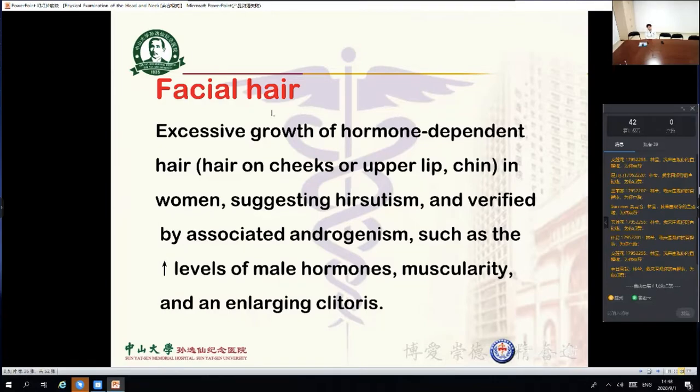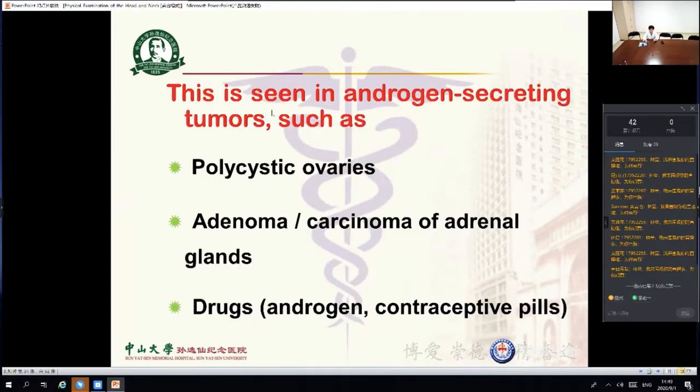So if you see excessive growth of the facial hair in a woman, that may be some disorder of the endocrinology system. Okay, so this kind of patients may need to be prescribed some lab tests for the hormone changes to find out why they have the excessive growth of the facial hair, maybe increased level of the androgen.